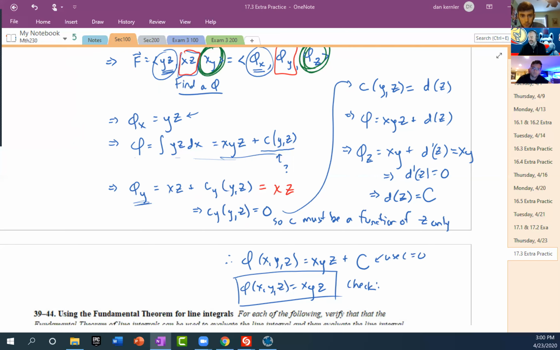Because remember, the whole point is really, does the gradient of phi equal our original field? That was the whole point. And so that's indeed the check. And so you can do the gradient. The partial derivative with respect to x is yz. The partial derivative with respect to y is xz. And the partial derivative with respect to z is xy. And yep, that checks. That is indeed f. Okay, any questions on that one?